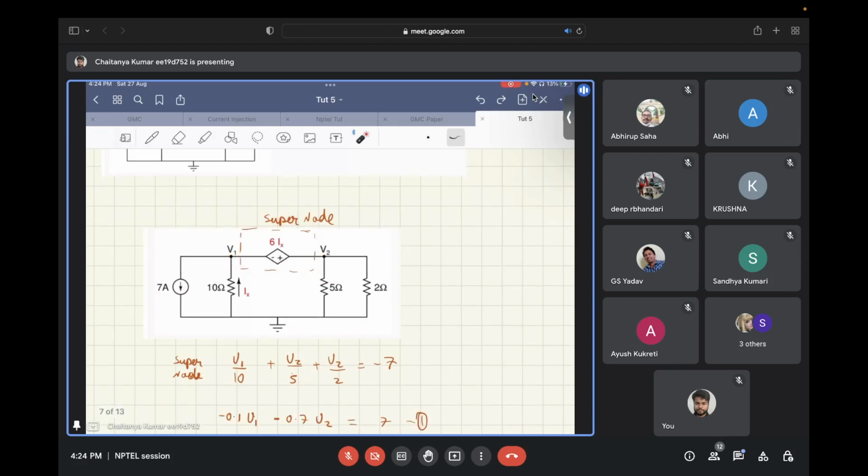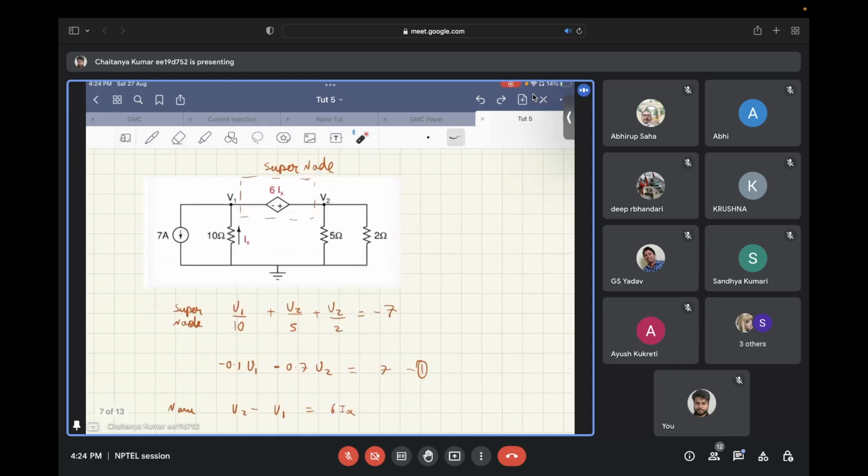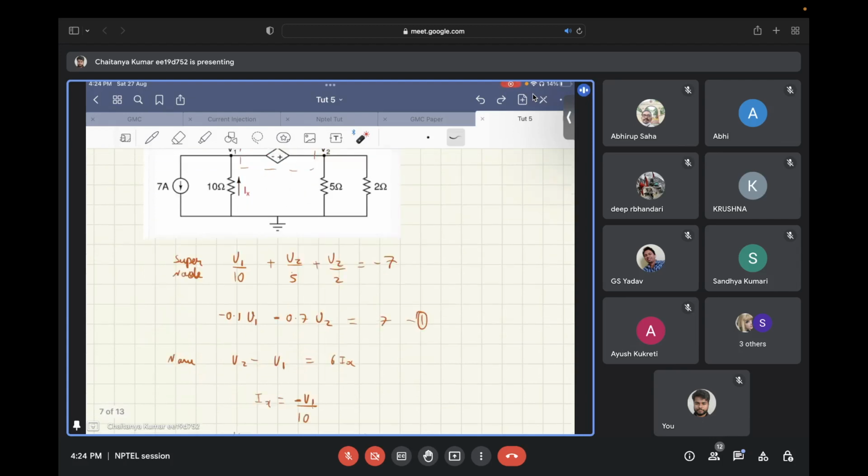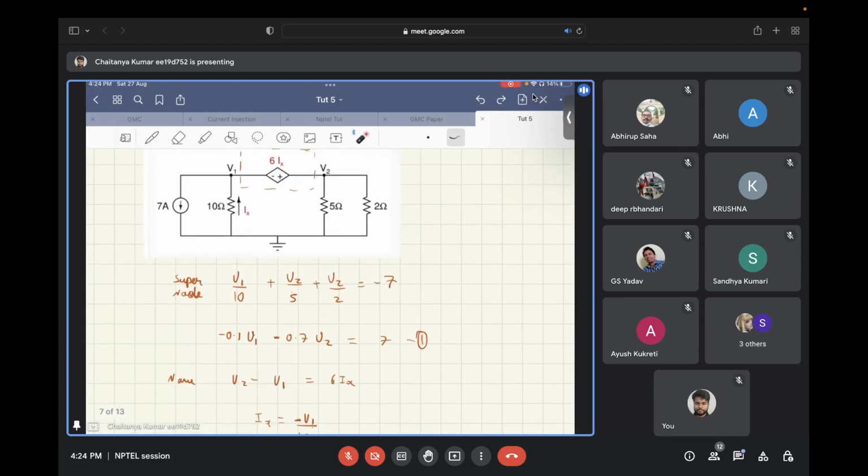So if you apply KCL accordingly, you will have V1 by 10 flowing in this direction, then V2 by 5 flowing in this direction, and V2 by 2 flowing in this direction, and the 7 ampere current source flowing again outside the supernode. So you get this equation. From here you can simplify it and get the equation in this form.